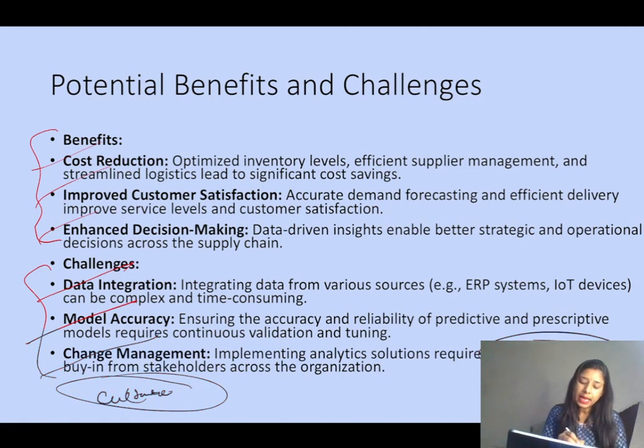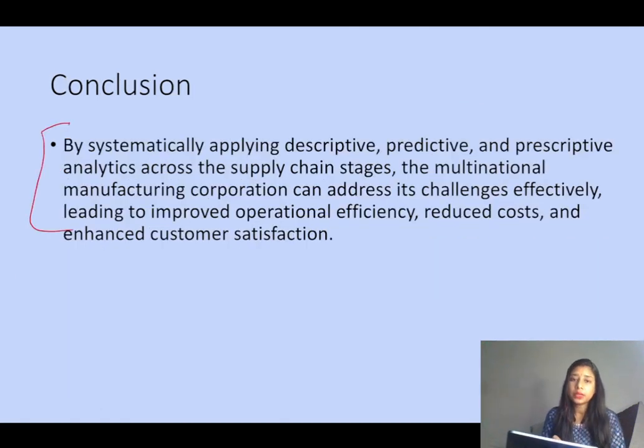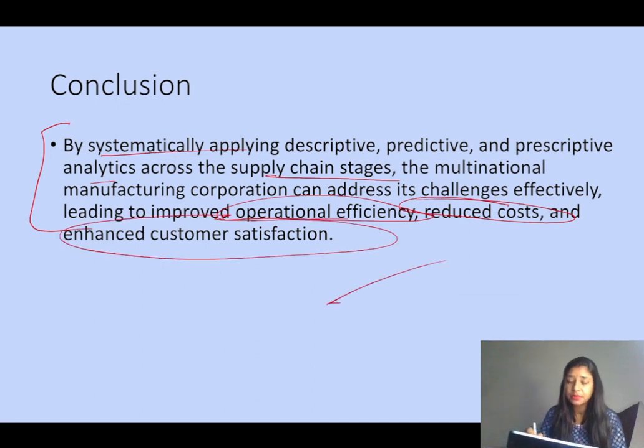And lastly, I request you to please write a conclusion of at least 2 to 3 to 4 sentences, where you conclude that by using descriptive, predictive and prescriptive analytics systematically in the supply chain at all the stages, you can increase the efficiency and address all the challenges that the company may be facing. That will lead to improved operational efficiency, reduced cost, and enhanced customer satisfaction.